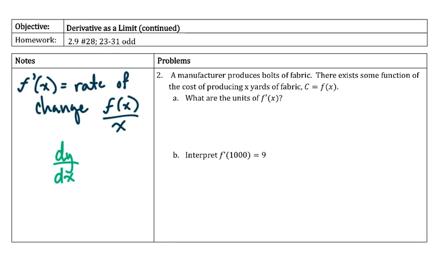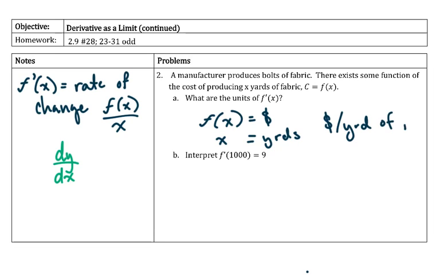Well, if f of x units are measured as a cost, I feel safe assuming in the United States that's dollars, and the x units, as it says, are yards of fabric, then the units of f prime would be cost per yard of fabric. As I said, just a helpful way to think about it using the other type of notation.